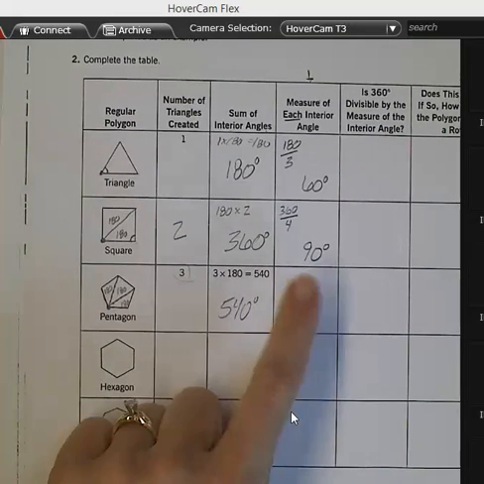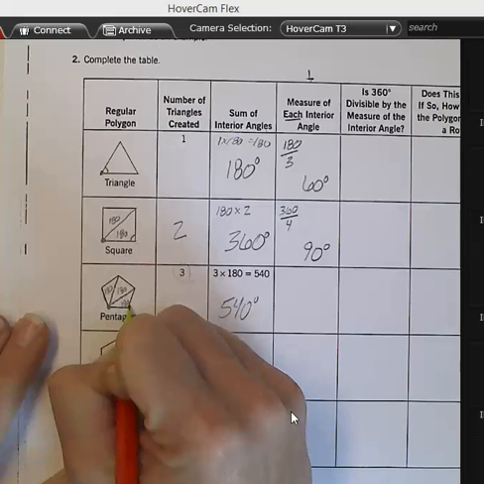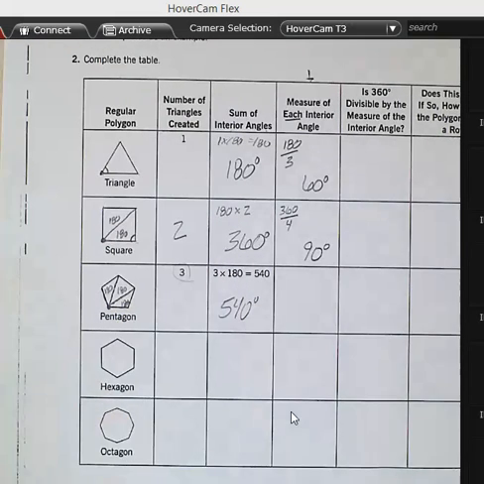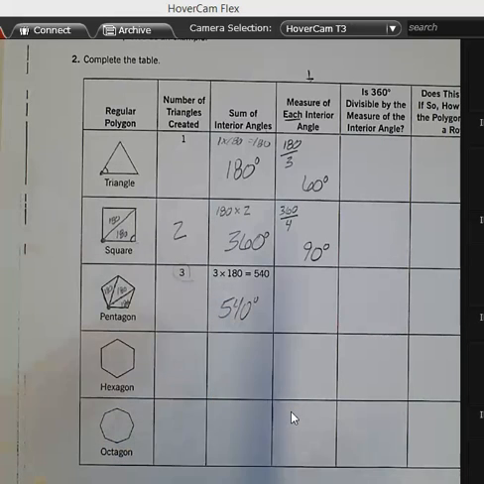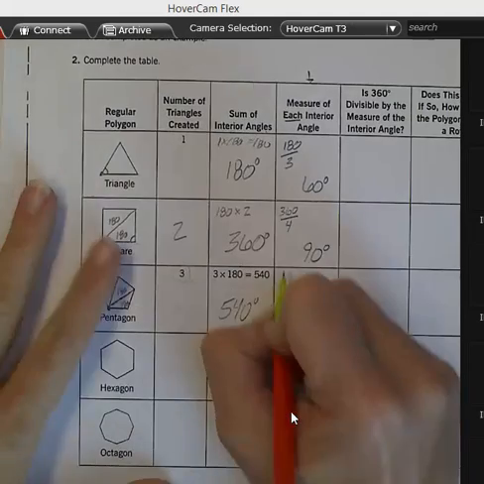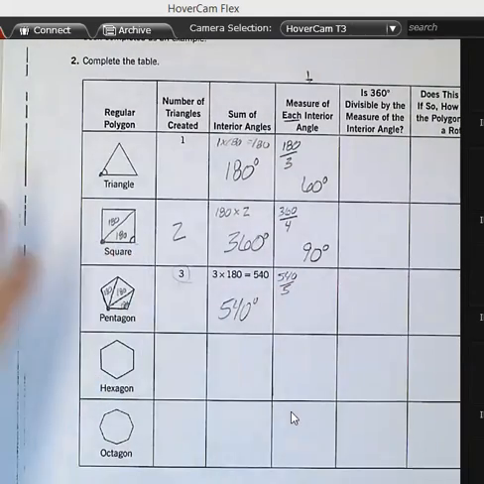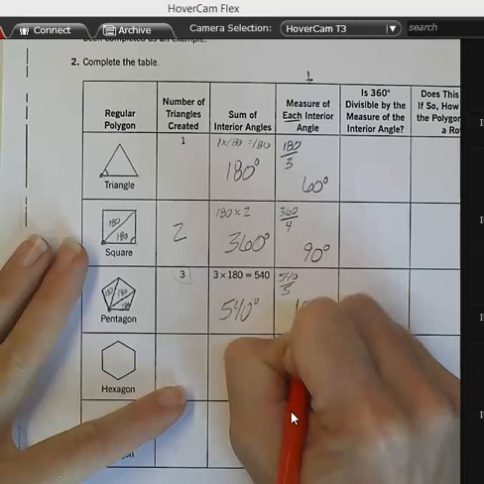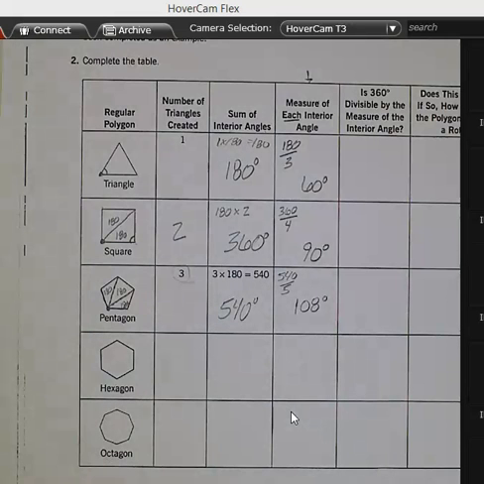How do I figure out then each interior angle? How do I know how big this measurement is right here? If there are 5 interior angles and I know the whole thing has 540 degrees, you will take 540 and divide it by 5. Why by 5? Because that's how many angles there are. Is that 108, right? It's 108. Check my math.